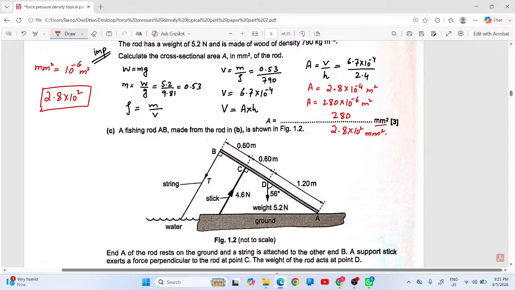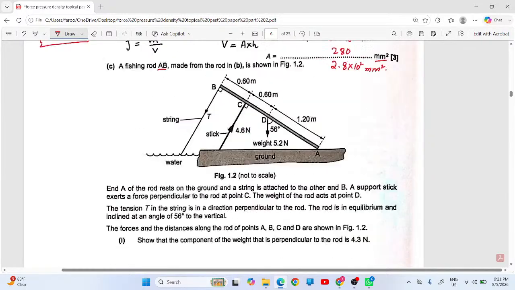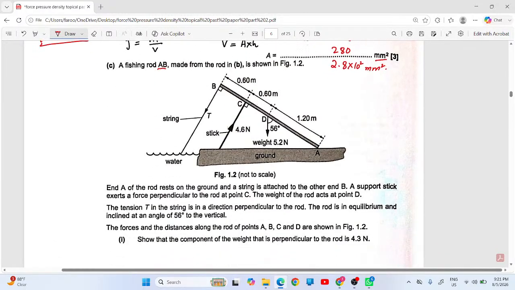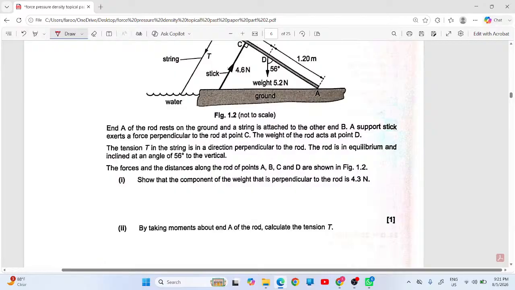A fishing rod AB made from the rod in B is shown in figure 1.2. So where is the fishing rod? AB is the fishing rod. Okay. There is a string, there is a stick और ऐसे आपने उसको hang किया हुआ. Next is the end A of the rod rests on the ground and string is attached to the other end B. A sport stick exerts a force perpendicular to the rod at point C. The weight of the rod acts at point D. The weight is acting here. Okay, this one is the weight.